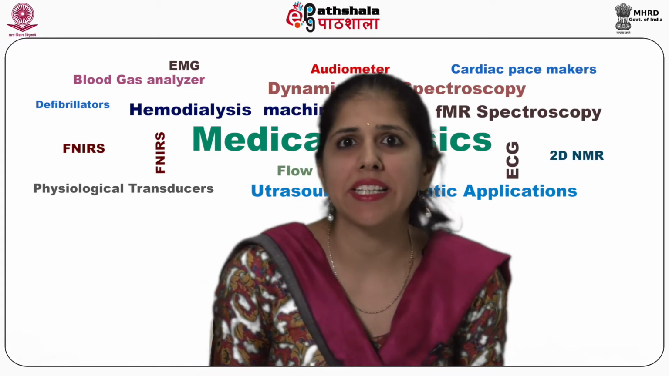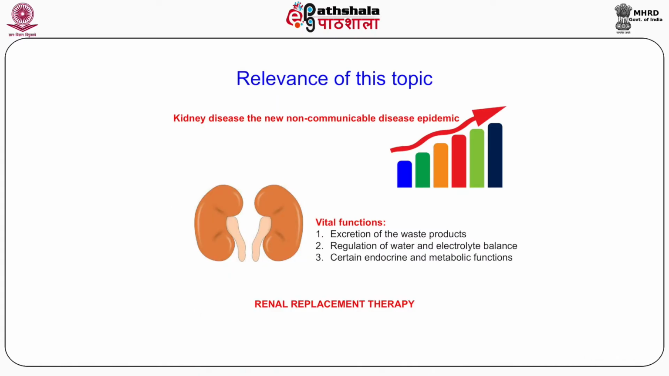What is chronic kidney disease? Kidney is a very vital organ of our body, performing important functions of excretion of waste products from your body. Along with that, it also maintains water and electrolyte homeostasis. Additionally, kidneys synthesize certain hormones as well as certain metabolic functions which are very vital for the body's normal functioning.